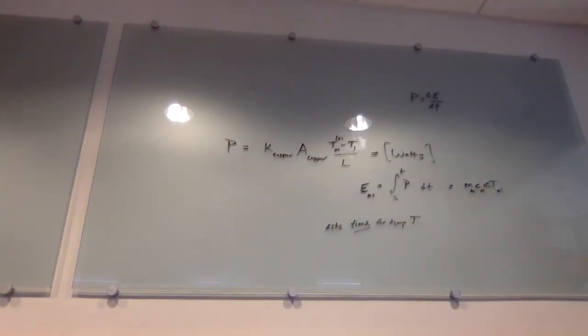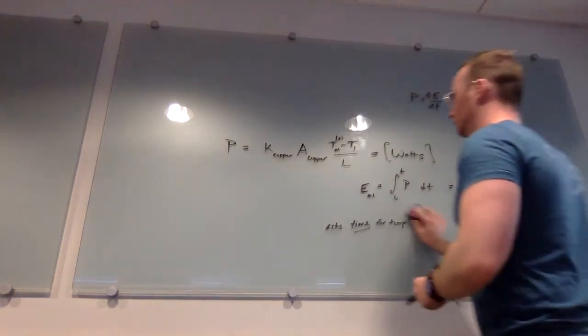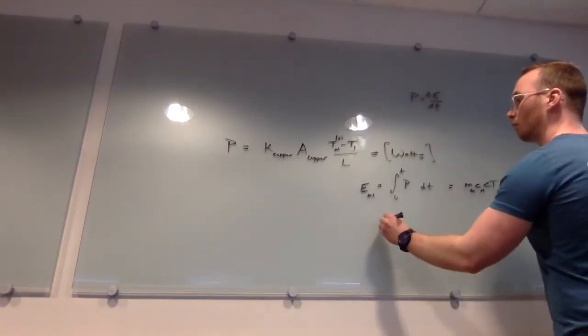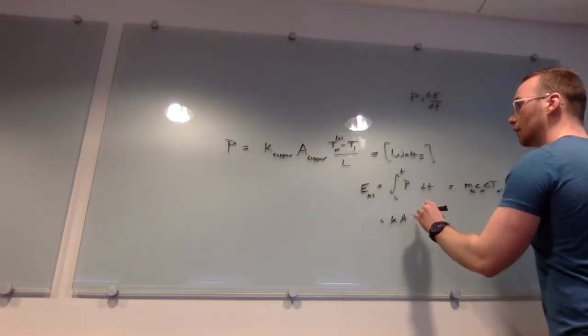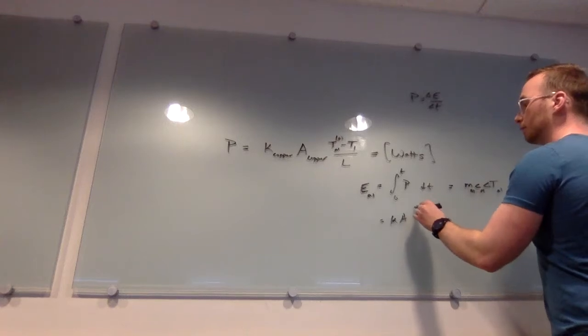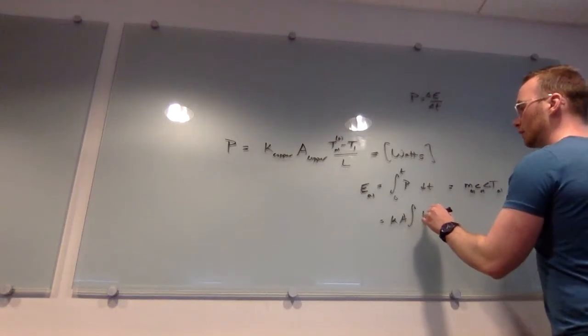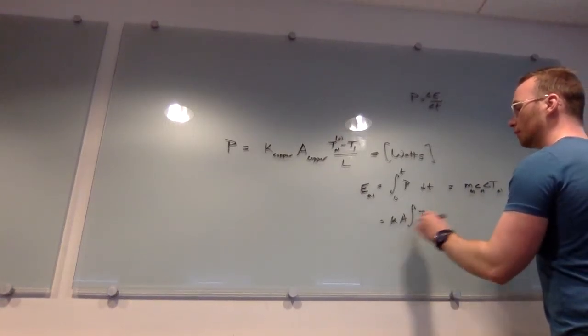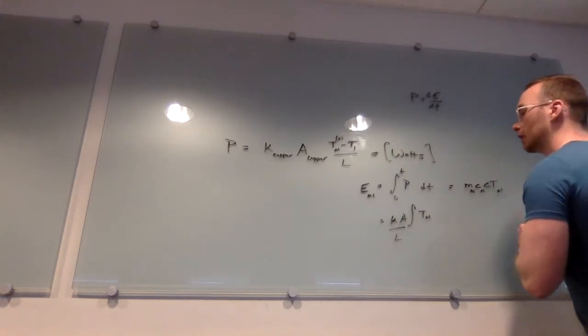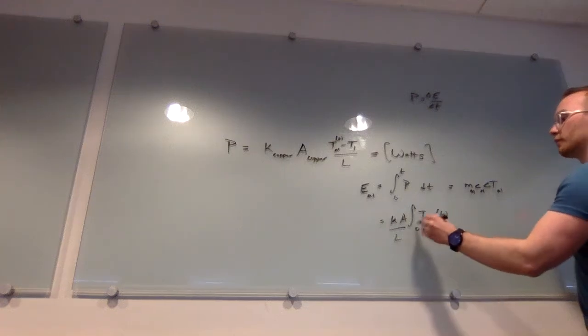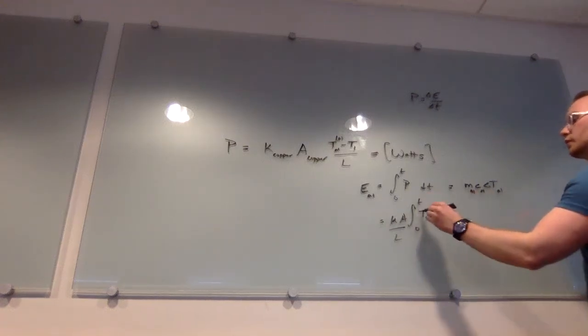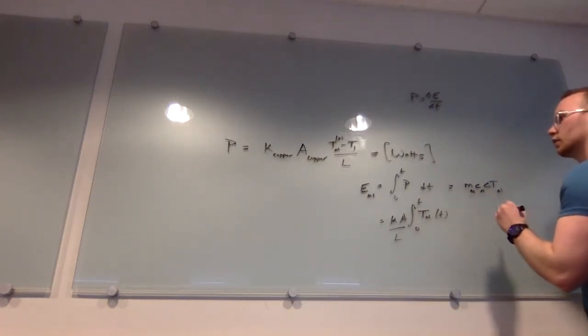So now we should really have K A, let's just set K A, K over L, I guess, times T aluminum, which is a function of time, from 0 to T. I'm not sure this is, well, let's see.